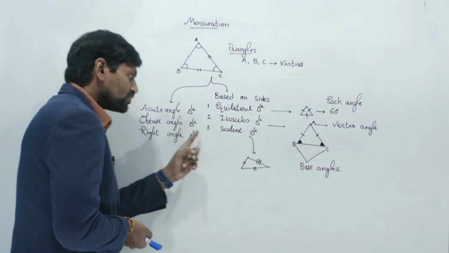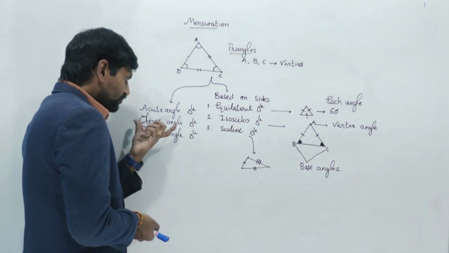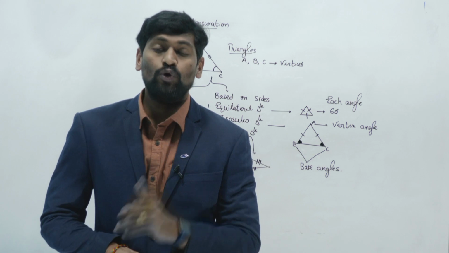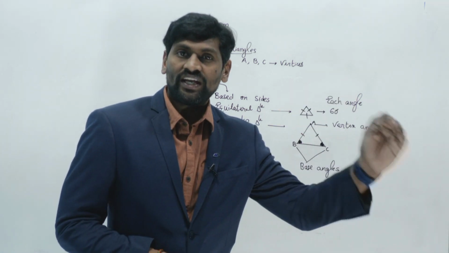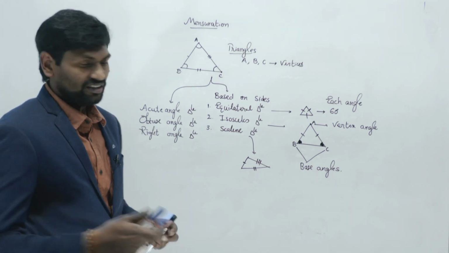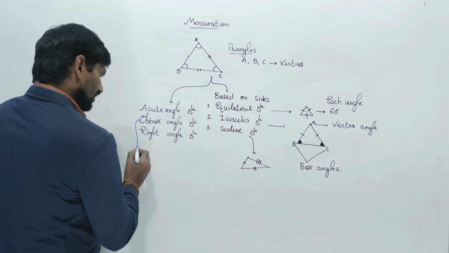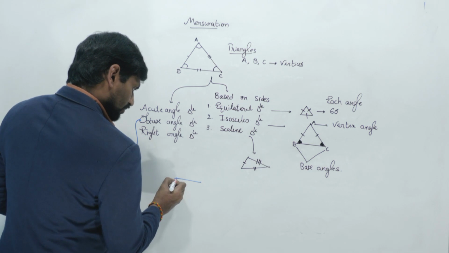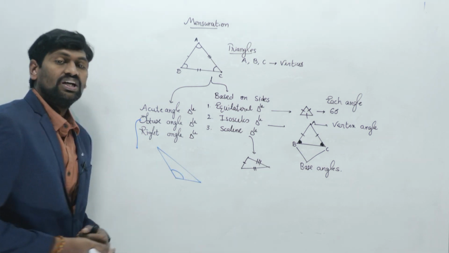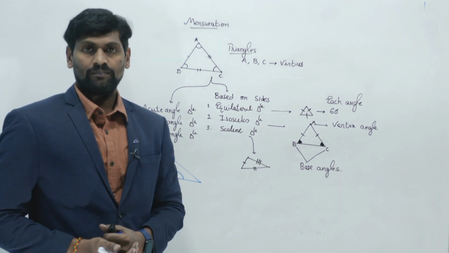Now, obtuse angle triangle. An obtuse angle triangle means that in a triangle one angle is more than 90 degrees. Such a triangle is called an obtuse angle triangle. While you are observing the diagram, we have to take one obtuse angle like this. This triangle is called an obtuse angle triangle.